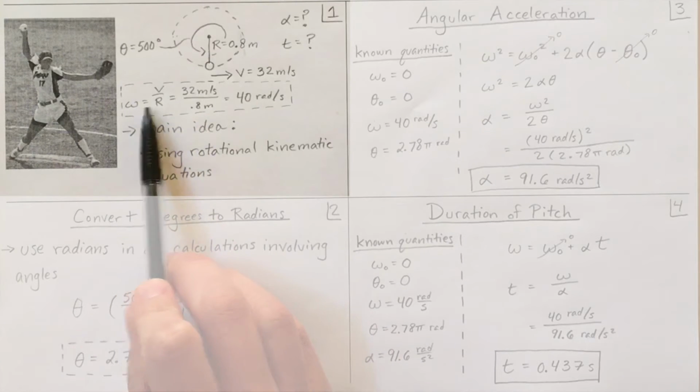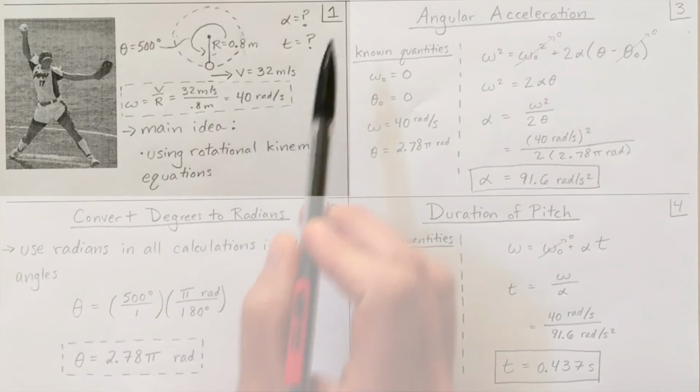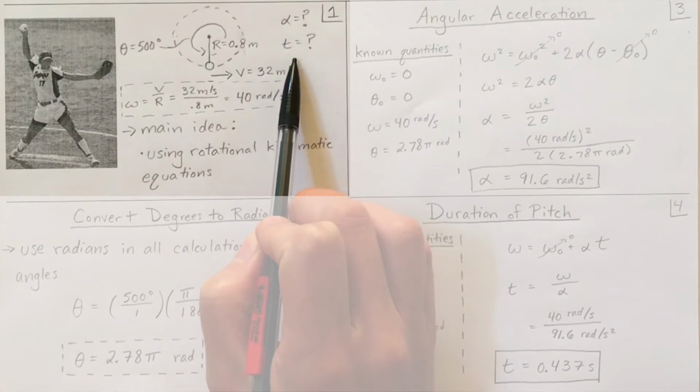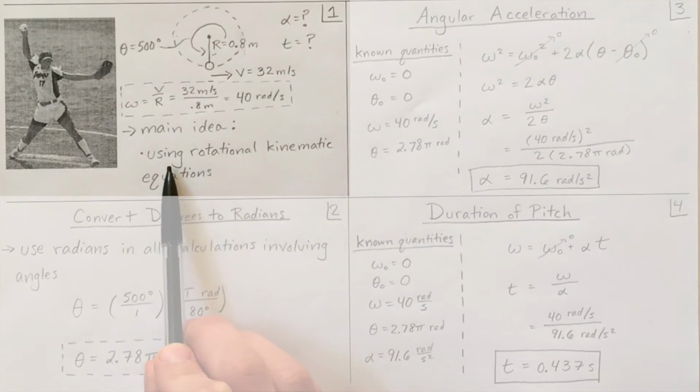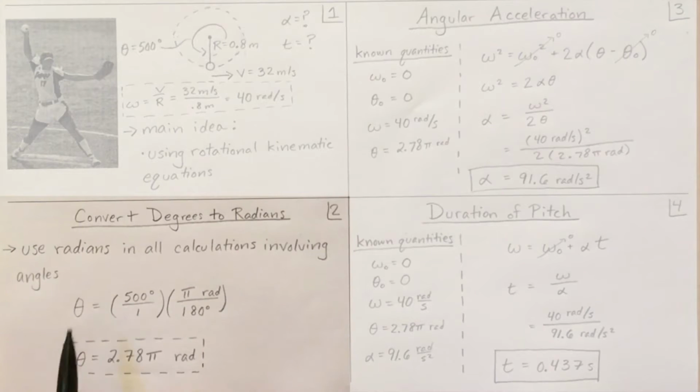To solve this problem, we first need to know the angular velocity of the softball, which we found in the previous part, but is restated here and is equal to 40 radians per second. To solve for the angular acceleration and the duration of the pitch, we will need to use rotational kinematic equations. The first step is to convert the 500 degrees through which the pitcher rotates her arm from degrees to radians. We want to do this in any calculation that involves an angle.